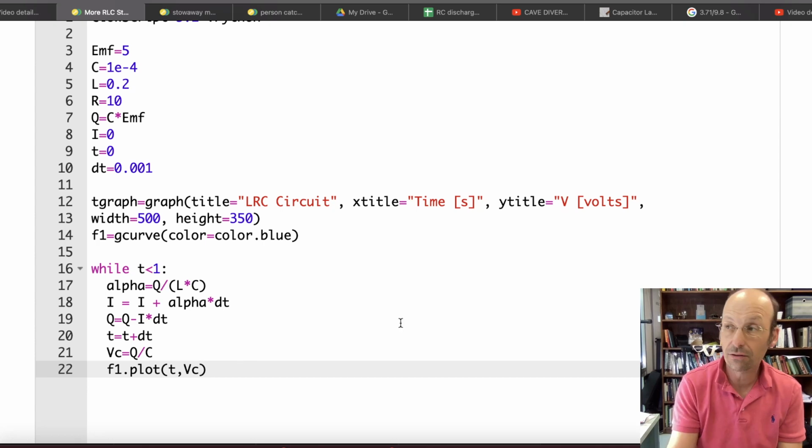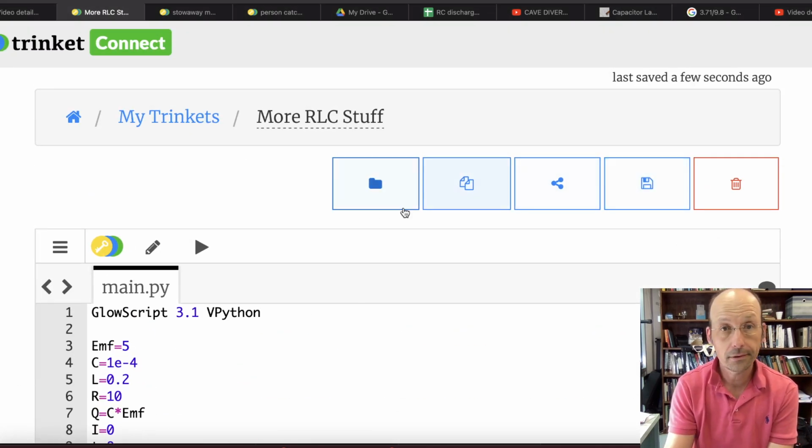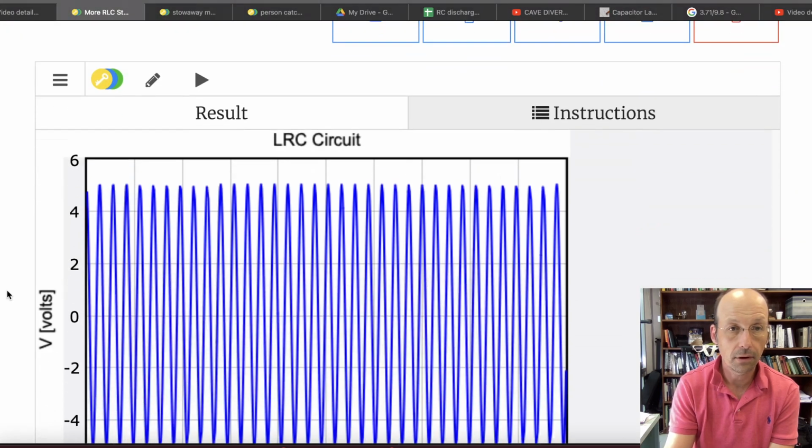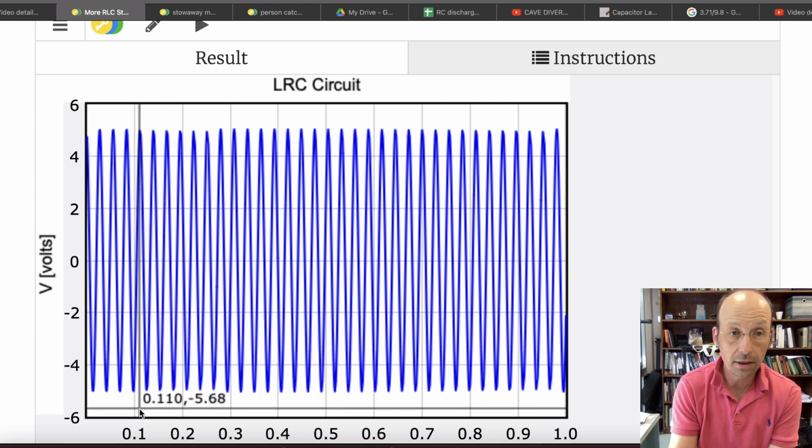And let's see if this works. I don't know that it will. You never know. Things just might not work. Okay, but it looks like it did. So here I get an oscillation between the two. It's really fast. Let's just go look at this for 0.1 seconds.